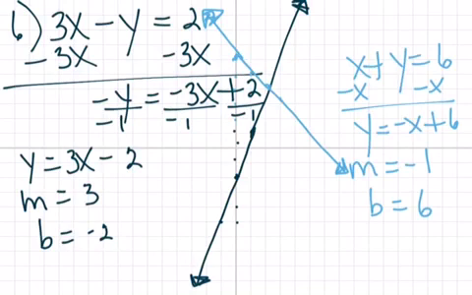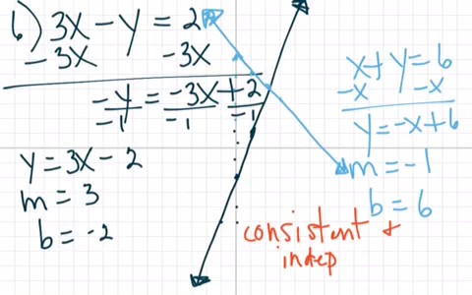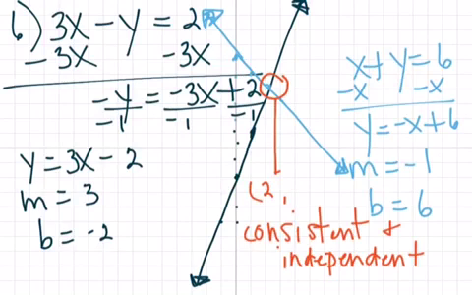Because these lines cross one time, the type of system is consistent because they cross, and independent because they go on and do their own thing from the point of intersection. The answer is the point where they cross, which is written as an x, y. So that is 1, 2, 1, 2, 3, 4.